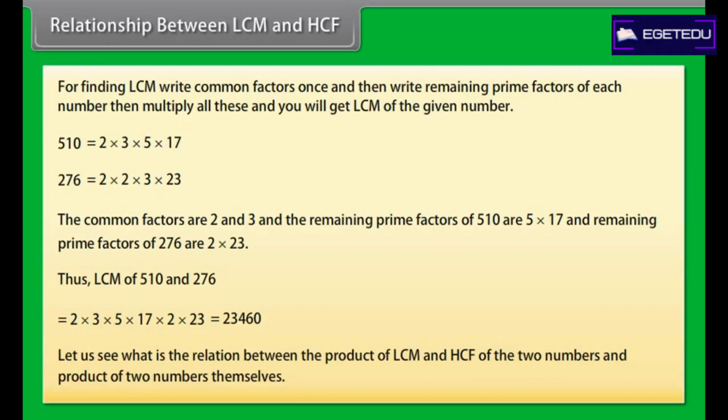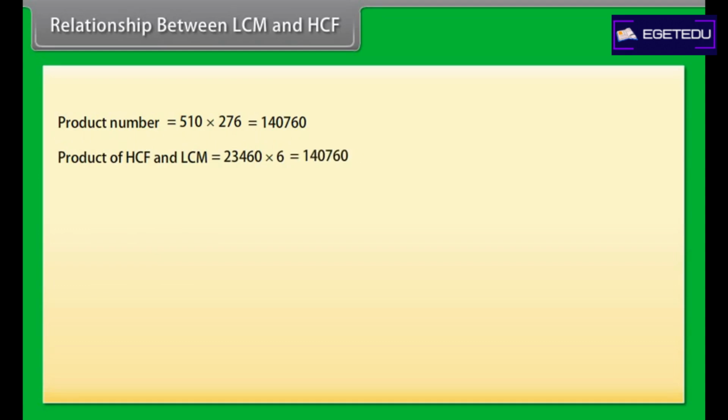Let us see what is the relation between the product of the LCM and HCF of the two numbers and the product of the two numbers themselves. From the above example, the product of the numbers is equal to 510 × 276, which equals 1,40,760. The product of HCF and LCM is equal to 23,460 × 6, which is 1,40,760. Thus, the product of HCF and LCM is equal to the product of the numbers.